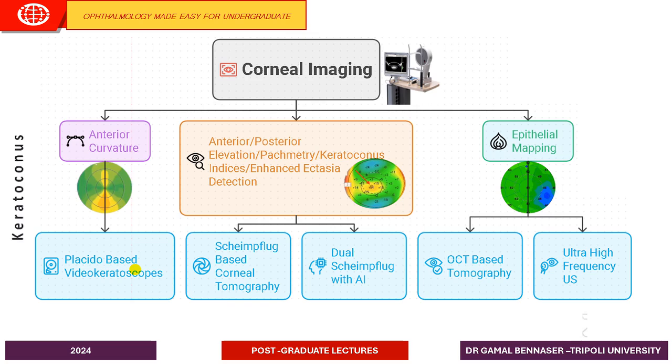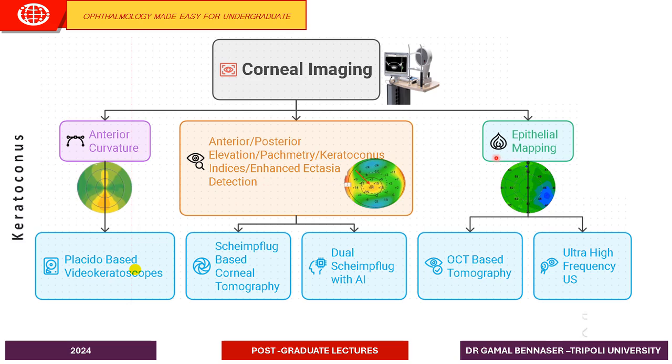Now, the tomography is very important for many aspects in keratoconus: for screening for subclinical keratoconus and for patients for laser vision correction, also for early diagnosis of keratoconus, and once diagnosed for the staging of the disease, and finally for the follow-up. So corneal imaging, as I said, starts from the anterior curvatures, that's the Placido-based video keratoscopy. Then it progressed to the use of Scheimpflug technology, either the basic Scheimpflug technology, that's the Pentacam, or the dual Scheimpflug techniques with the use of artificial intelligence. They add more information about the anterior and posterior elevations, pachymetry, and also keratoconus indices and enhanced ectasia detection.